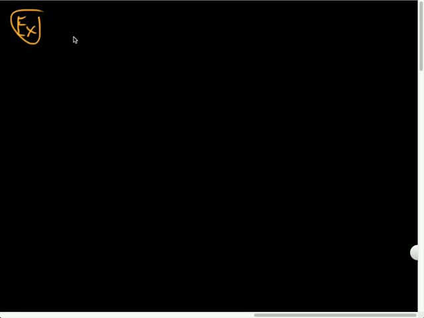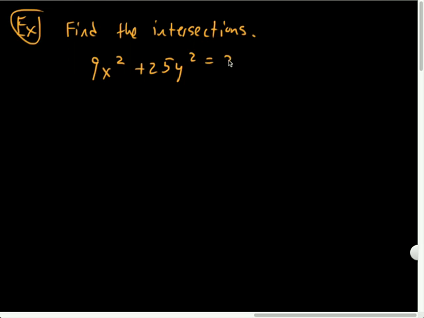All right, so let's see. Solve the system. Find the intersections is what that would also mean. Okay, so suppose I've got two equations. Say I've got 9x squared plus 25y squared equals 225 is my first conic. And my second one will be x squared plus y squared minus 2x equals 15.